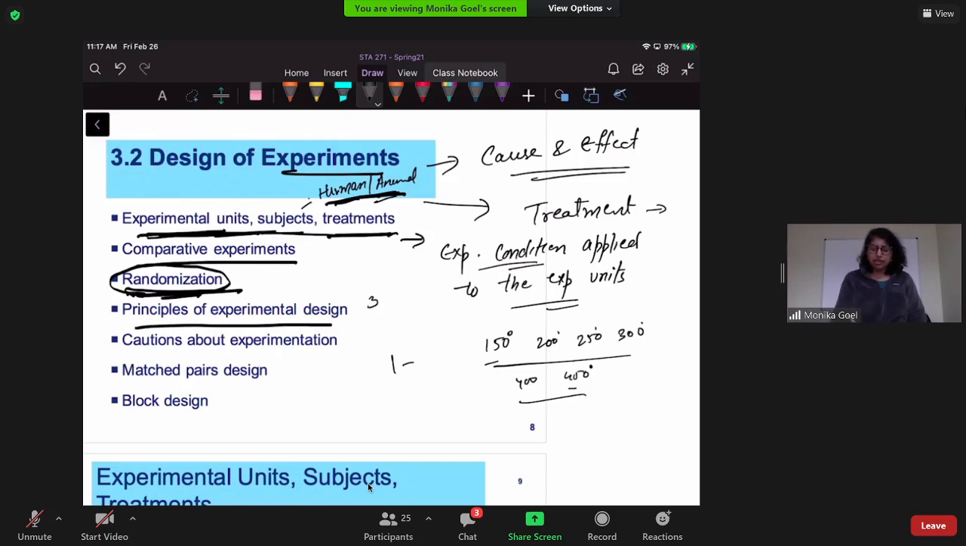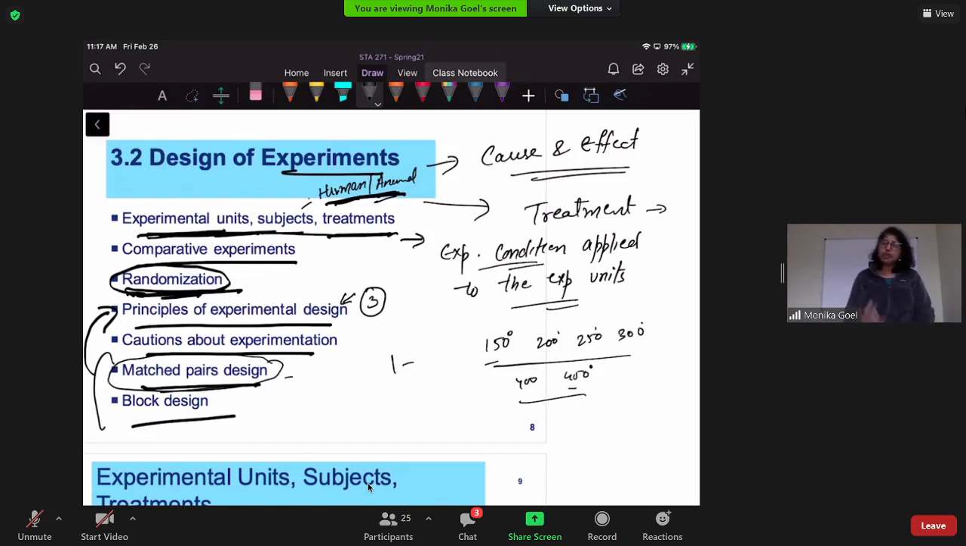There are 3 basic principles that we use when we work with experimental design. Again, when we work with experimentation, what are the things we need to be careful of? We also talk about matched pair design and block design, and these 2 are your experimental designs. In matched pair design, we will talk a little bit here, but in chapters 6 and 7, we will talk about matched pair in detail with the data set.